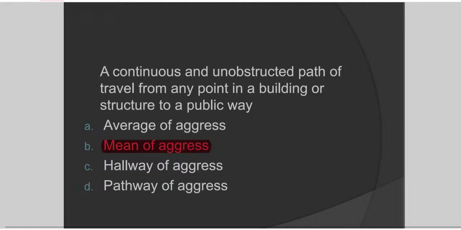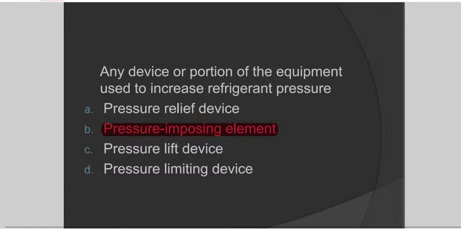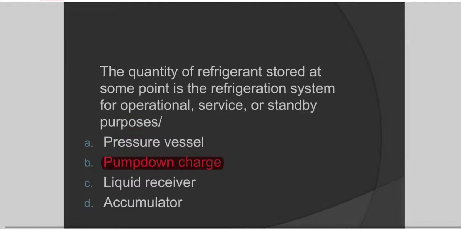Any device or portion of the equipment used to increase refrigerant pressure. A. Pressure relief device. B. Pressure imposing element. C. Pressure lift device. D. Pressure limiting device. The quantity of refrigerant stored at some point in the refrigeration system for operational, service, or standby purposes: A. Pressure vessel. B. Pump down charge.